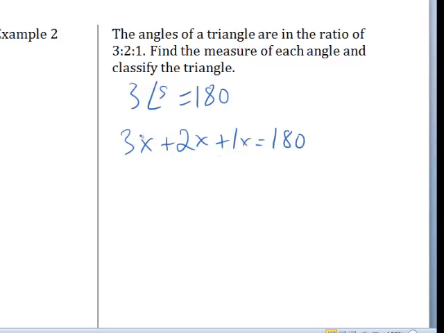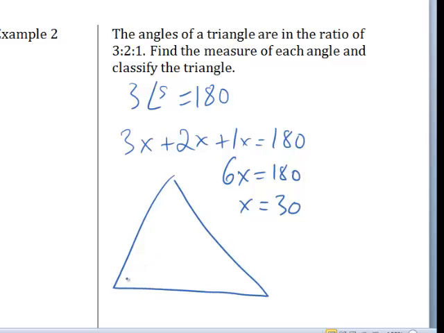So I need to find out what this multiplier is to know the angles of the actual triangle. So 3x plus 2x plus 1x is going to equal 6x. So 6x equals 180. Divide by 6. So x equals 30. So I know if I had a triangle, this is x, 2x, and 3x. The x would be 30. 2 times 30 is 60, and then 3 times 30 is 90.